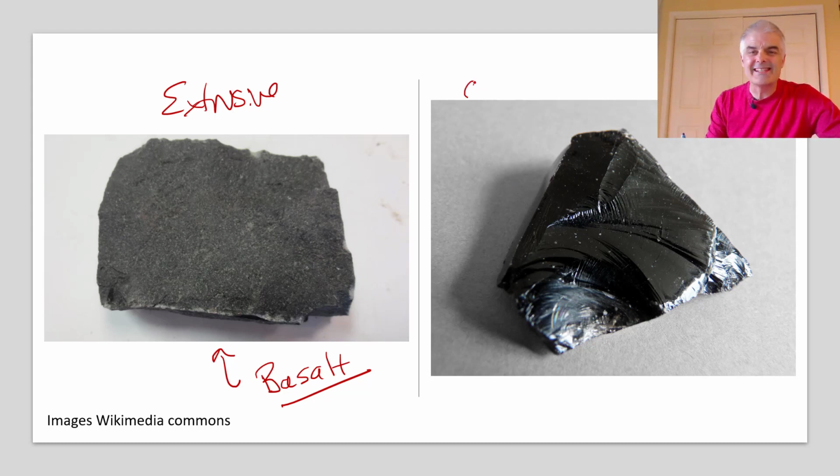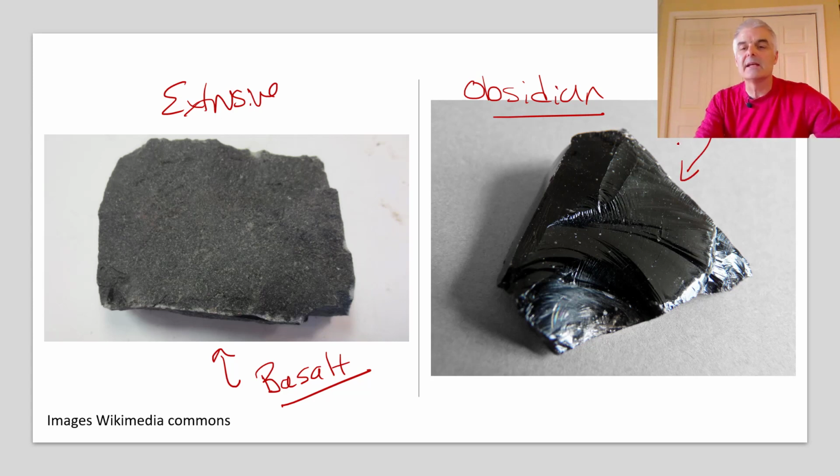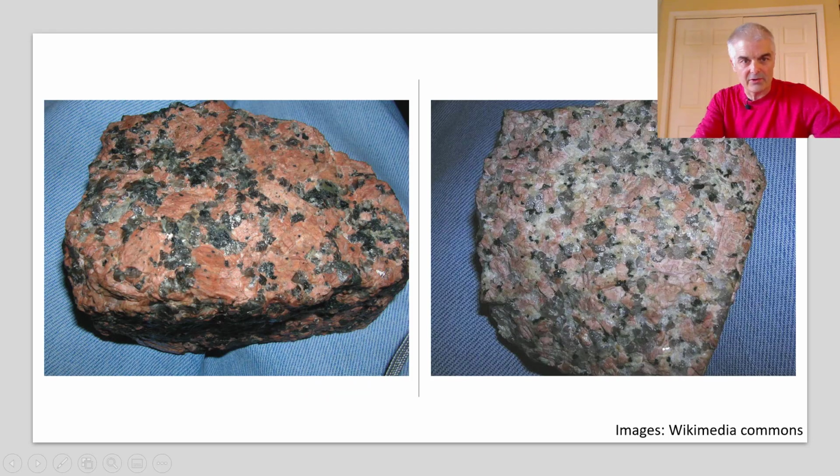And this is a similar one. It's called obsidian. That's a cool one. You may have seen this. Obsidian is also called volcanic or black glass. It's very useful in making arrowheads back in the day. It's a pretty awesome rock. And these both formed on the outside of the earth.